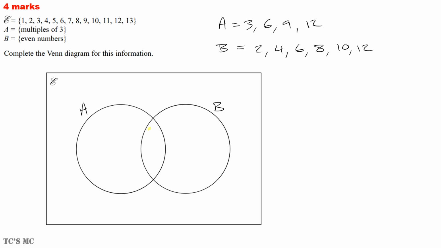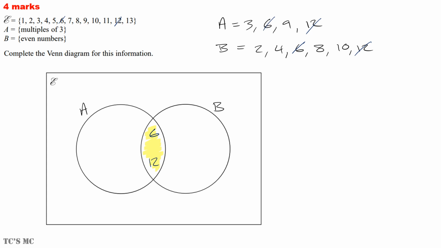Next, start by filling in the intersection first. So what number is in both of them? We can see that 6 is in both of them. Cross them out from the universal set. 12 is also in both lists. Now we have our second mark.